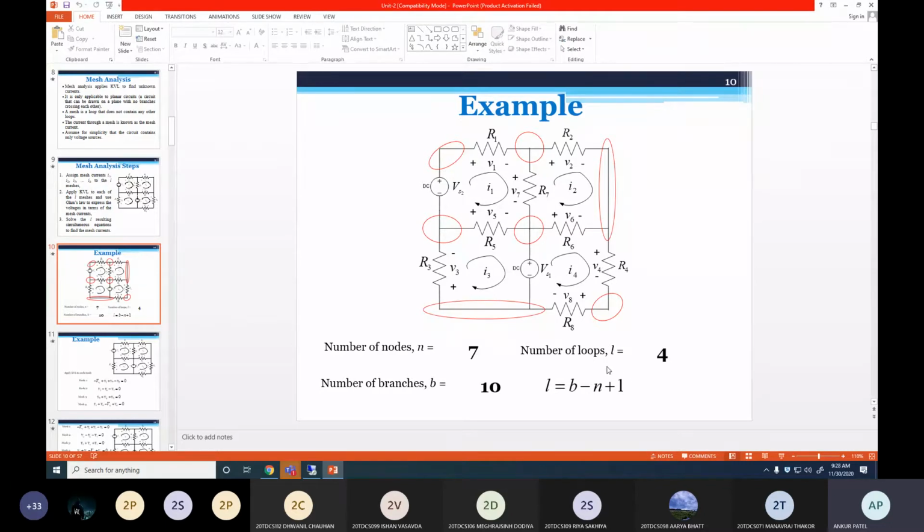Is anyone having a problem identifying the branches? Okay, branches. You can see this R1, this R2, this R7, this V5, this VS2, this V6, V3, VS1, V8 and R4. So these are your 10 branches: 1, 2, 3, 4, 5, 6, 7, 8, 9, and this VS2, 10.